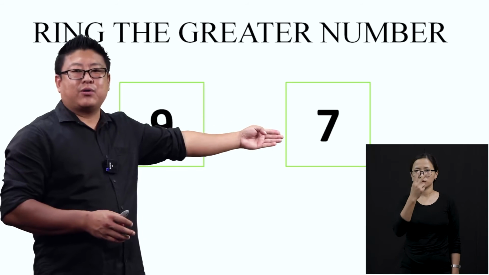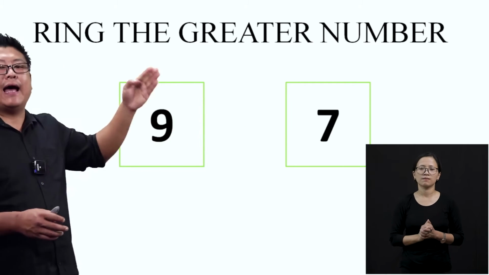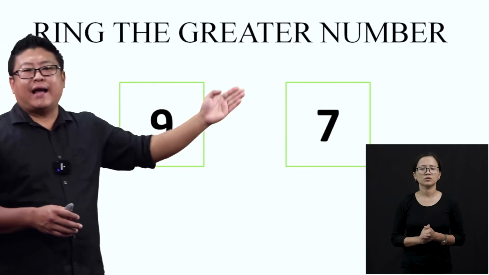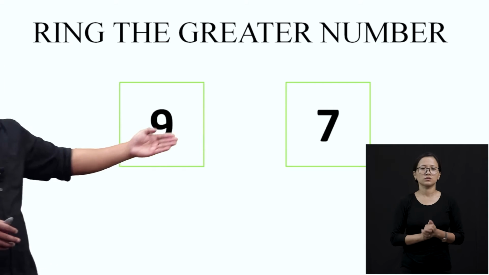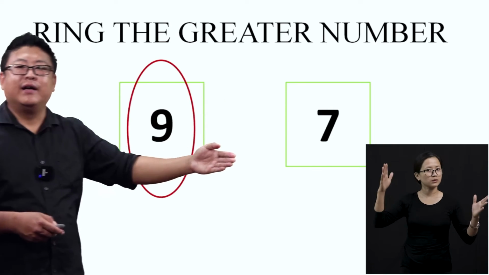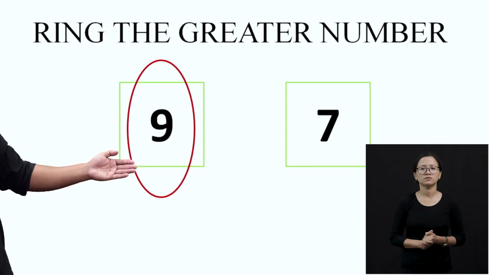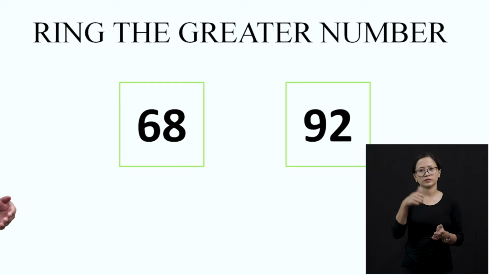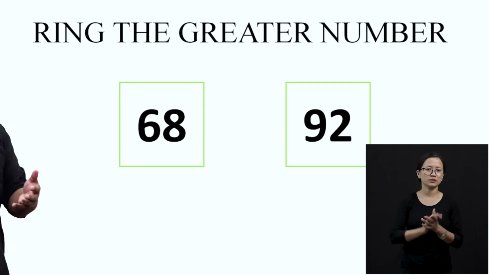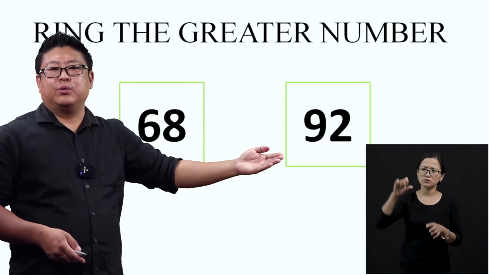So 7 has already occurred now. After 7, we have 8 and 9. So 9 comes after 7. That means 9 is bigger than 7. All right. So we circle the bigger number 9. Okay. In the same way, we will look at another bigger number. We have 68 and 92.